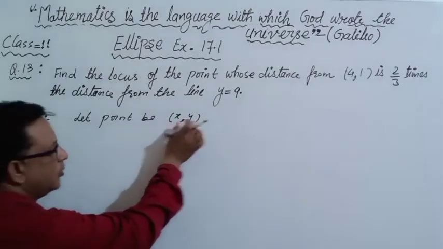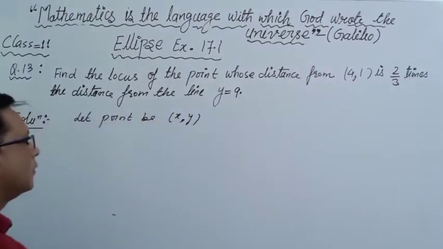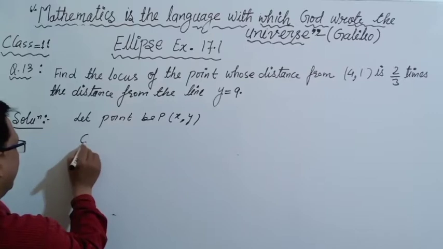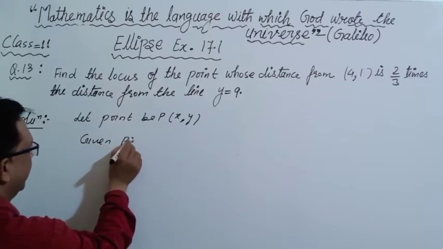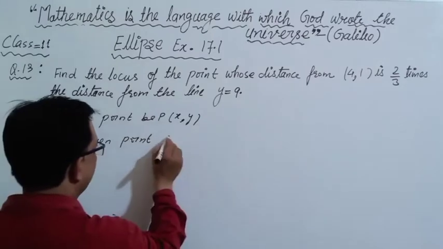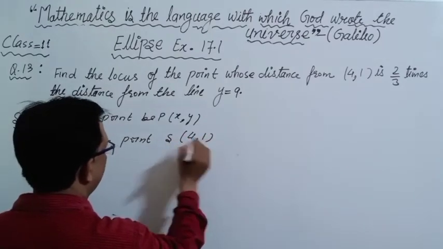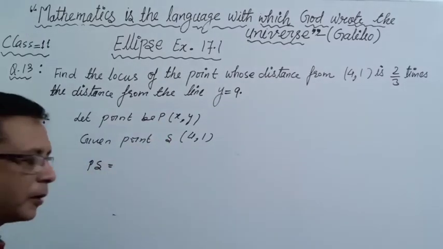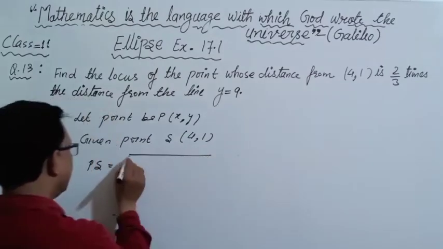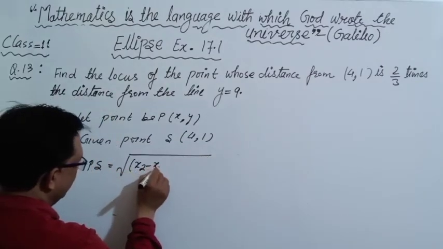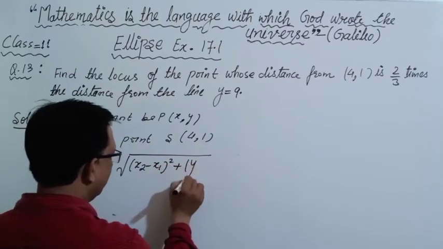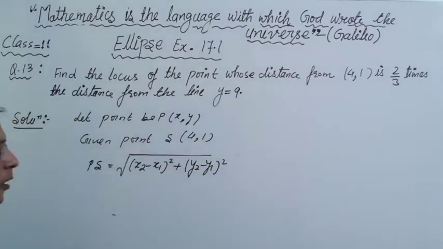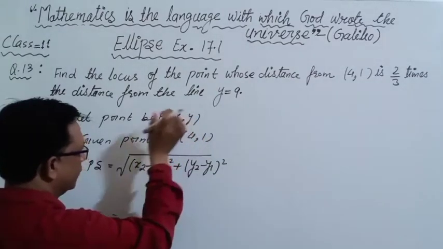We find the distance of this point from the given point. Let this be the point P, and let us consider the given point to be S(4, 1). So we find PS, the distance between P and S. We apply the distance formula: square root of (x2 minus x1) whole square plus (y2 minus y1) whole square. This is your x1, y1 and this is your x2, y2.